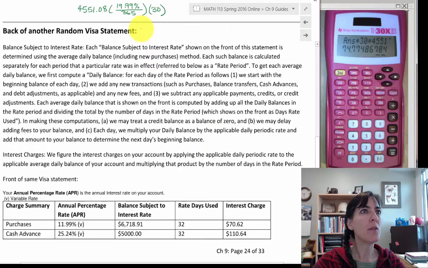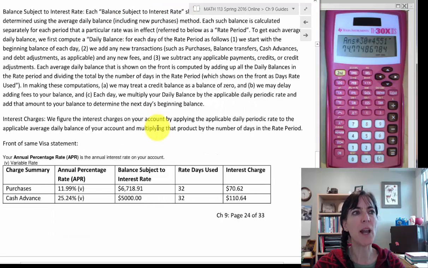And they're calculating it for each period that a particular rate was in effect to get the average daily balance. First, they compute a daily balance, and so they're going on and explaining how they find that. So it is an average daily balance again. And then the number of days, so they're telling us that it was a 32-day cycle, and then what the interest charge is. So we should be able to find the interest charges here.